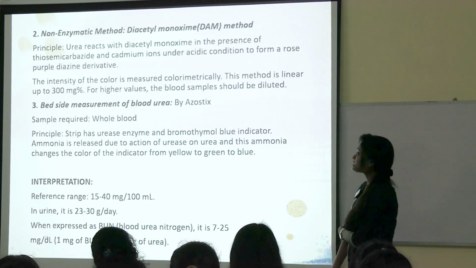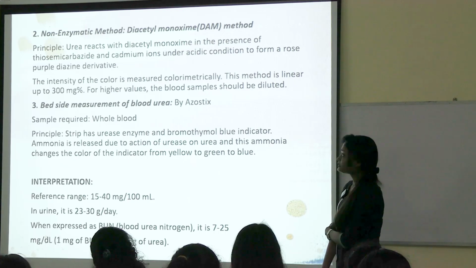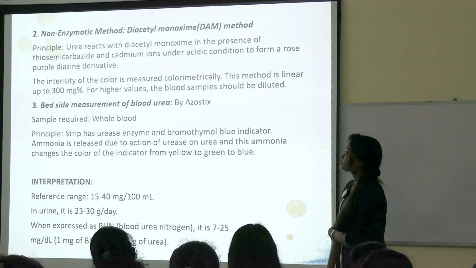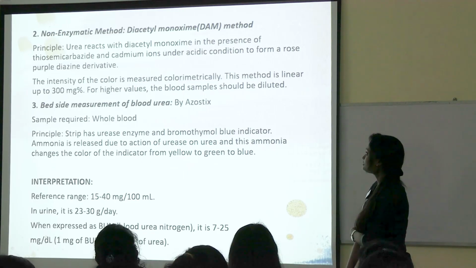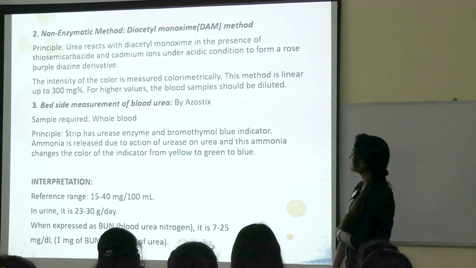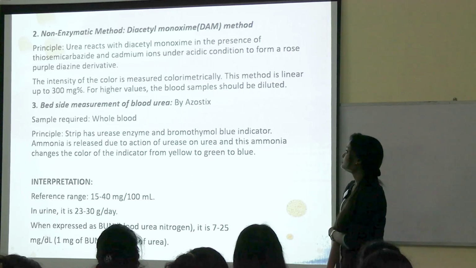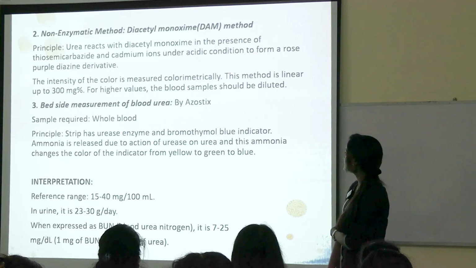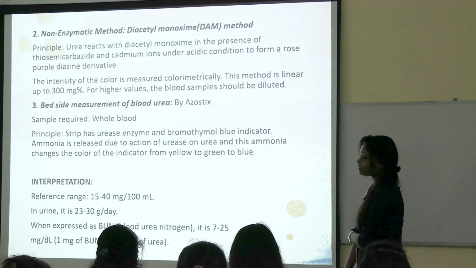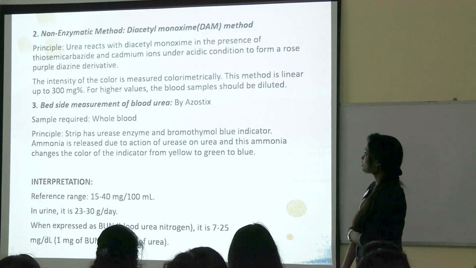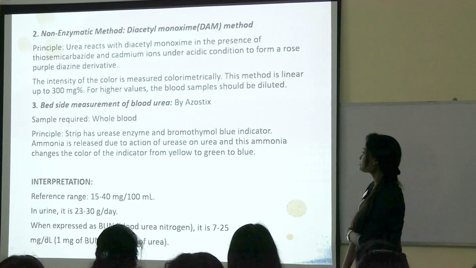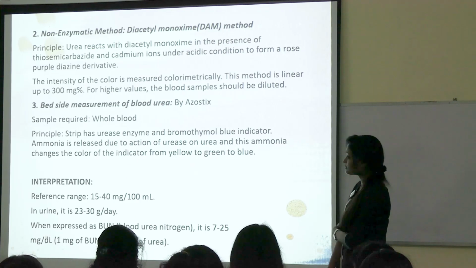So what is DAM method? The principle of DAM method is urea reacts with diacetyl monoxime in the presence of thiosemicarbazide and cadmium ions under acidic condition to form a rose purple diazine derivative. The intensity of the color is measured colorimetrically. This method is linear up to 300 mg/dL. For higher values, the blood samples should be diluted. And for Azostix, the principle is the strip has urease enzyme and bromothymol blue indicator.